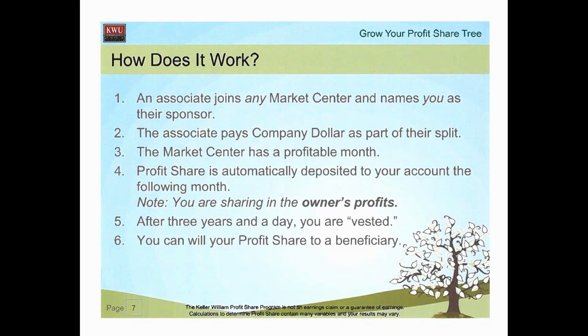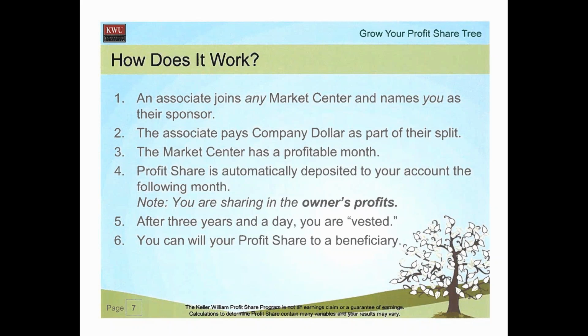So the company dollar market center has a profitable month. We've been open for almost 8 years, and we've only had 2 months where we were not profitable. One thing that Keller Williams is very strict on is making sure that all of the market centers are profitable, because we've made a commitment to people that we are going to pay profit share. And if you're not paying profit share, then you're being fraudulent. Profit share is automatically deposited in your account the following month. And the other thing to note is that unlike some other franchises, we're paying out of profit, not out of revenue. So it is the owner's profits that are being shared.